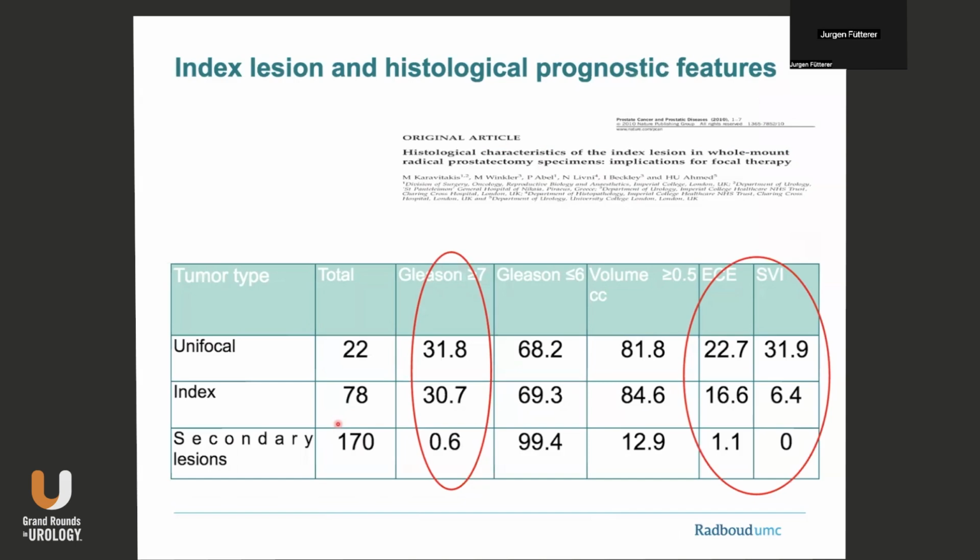And what they found, if you look at the unifocal lesion or index lesion, they tend to be more aggressive, whereas the secondary lesions tend to be low Gleason score, so Gleason 6. And also, if you look at the extracapsular extension, it's less frequent compared to the unifocal or index lesion. So this is very suggestive. If you treat the index lesion or the lesion which is the larger, most aggressive, you also most likely can cure the patient.